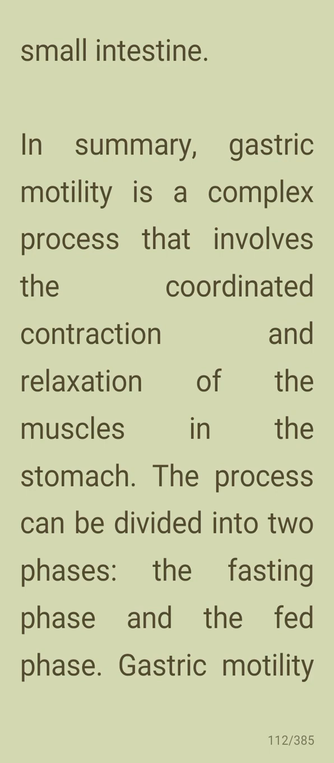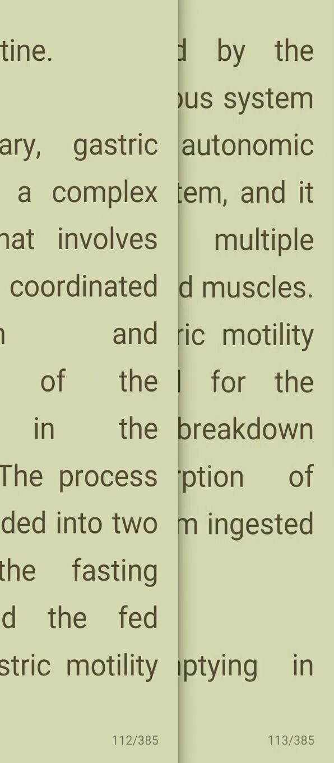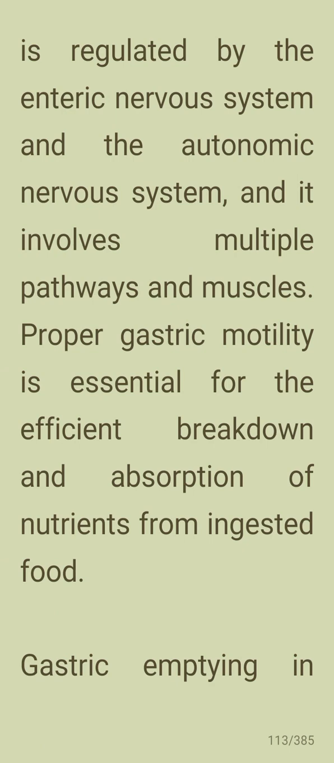Then, in summary, gastric motility is a complex process that involves the coordinated contraction and relaxation of the muscles in the stomach. The process can be divided into two phases: the fasting phase and the fed phase. Gastric motility is regulated by the enteric nervous system and the autonomic nervous system, and it involves multiple pathways and muscles. Proper gastric motility is essential for the efficient breakdown and absorption of nutrients from ingested food.